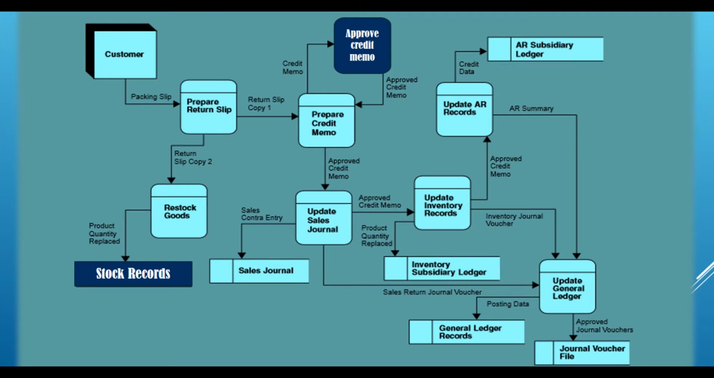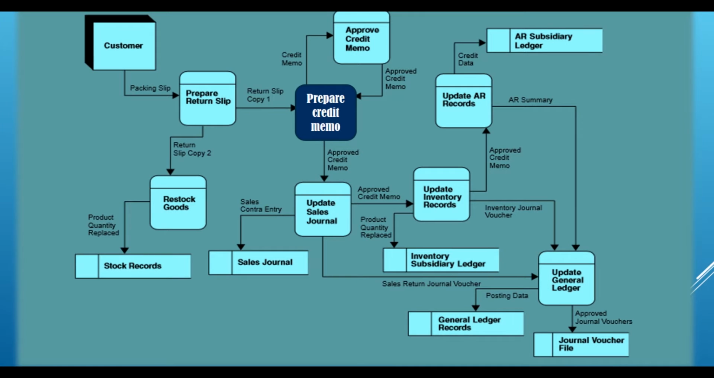The second copy will be sent to sales function to prepare a credit memo, a document that gives authorization to the customer to receive the credits for the goods returned. When the credit memo is prepared, it will be sent to the credit manager for approval. However, if a clerk has an authority to approve, it can be sent directly to the billing function, where sales transactions are reversed and the general ledger is updated directly.